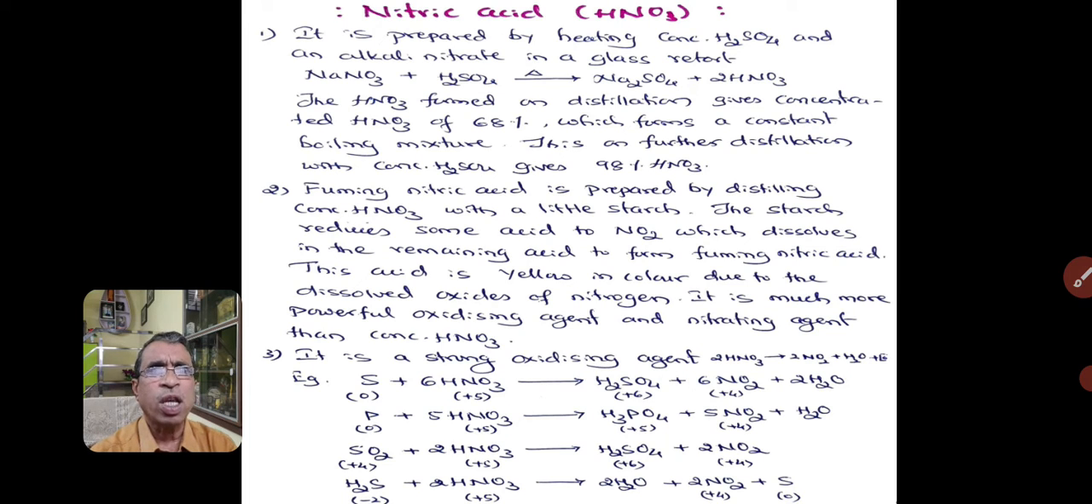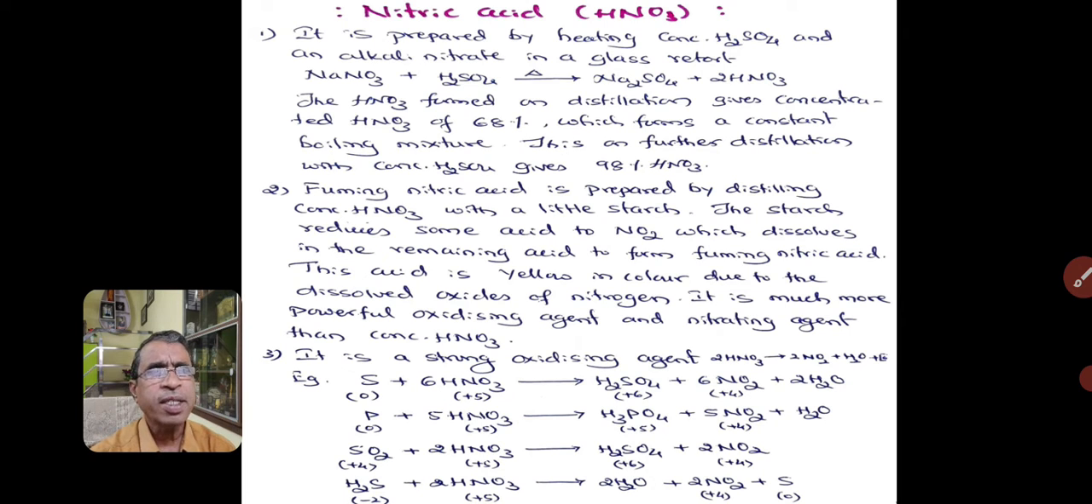This on further distillation with concentrated sulfuric acid gives 98% nitric acid. Fuming nitric acid is prepared by distilling concentrated nitric acid with a little starch. The starch reduces some acid to nitrogen dioxide, which dissolves in the remaining acid to form fuming nitric acid. This acid is yellow in color due to the dissolved oxides of nitrogen. It is a much more powerful oxidizing agent and nitrating agent than concentrated nitric acid.